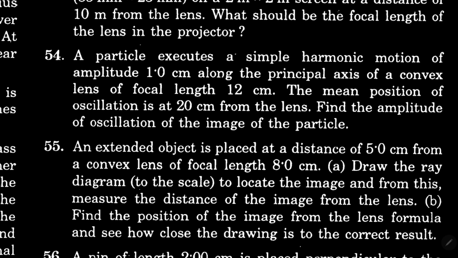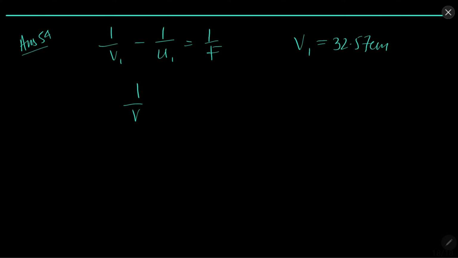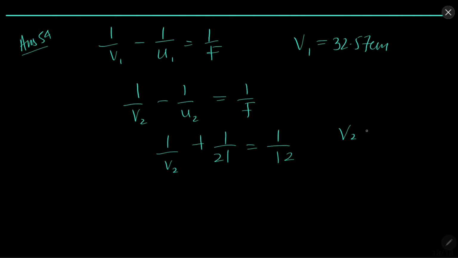In question 54, a particle executes SHM. Find the amplitude of oscillation of image. Solution 54. 1 by V1 minus 1 by U1 equal to 1 by F. V1 will come out to be 32.57 centimeter. 1 by V2 minus 1 by U2 equal to 1 by F. 1 by V2 plus 1 by 21 equal to 1 by 12. V2 will be 28 centimeter.